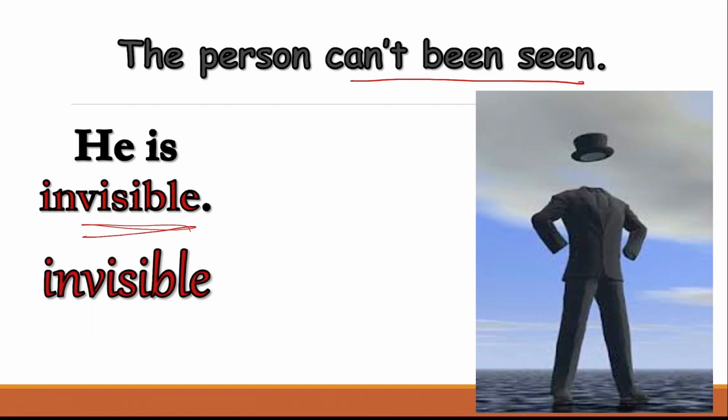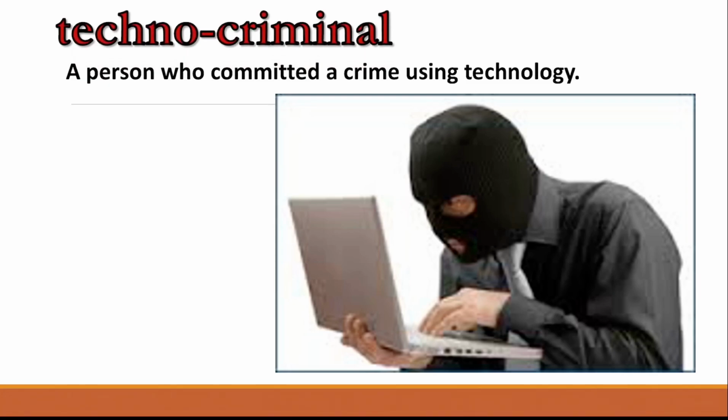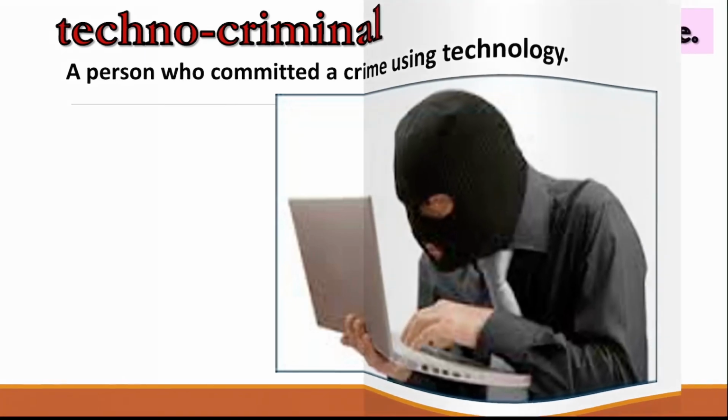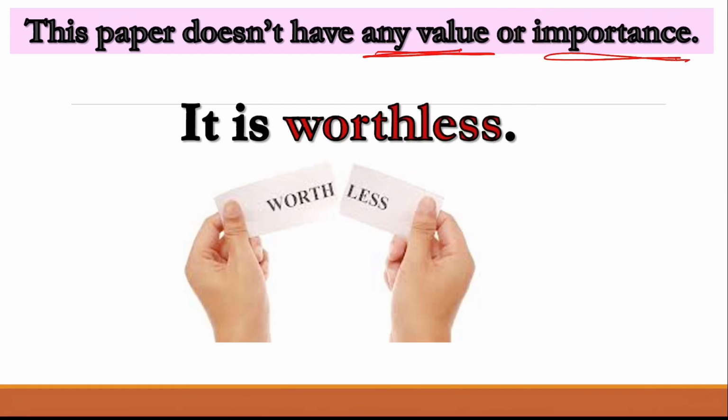Invisible. Okay. The next word is techno-criminal. If a person who commits a crime uses technology, we call him a techno-criminal. So a techno-criminal is a person who committed a crime using technology. It's techno, so technology. The next word is the word, as you see, worthless. So this paper doesn't have any value, no value or importance. It's not important or not valuable, so we call it worthless, all right.